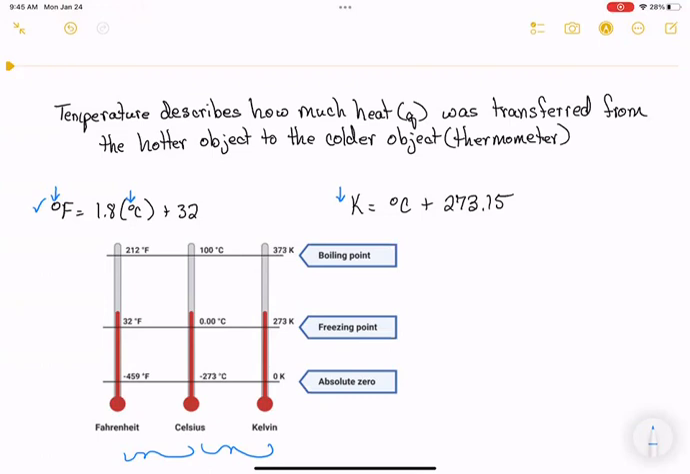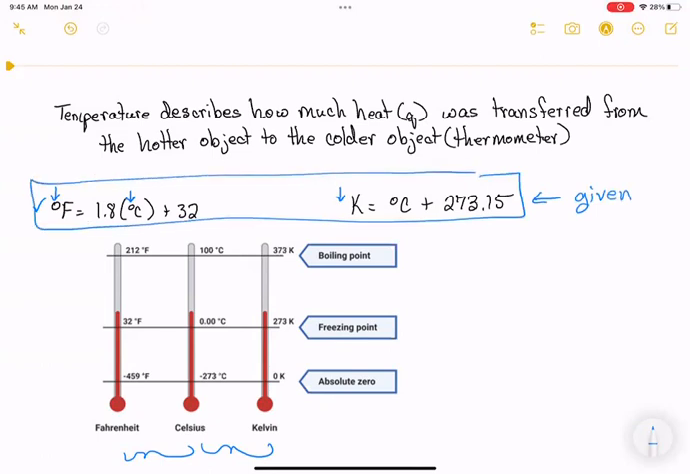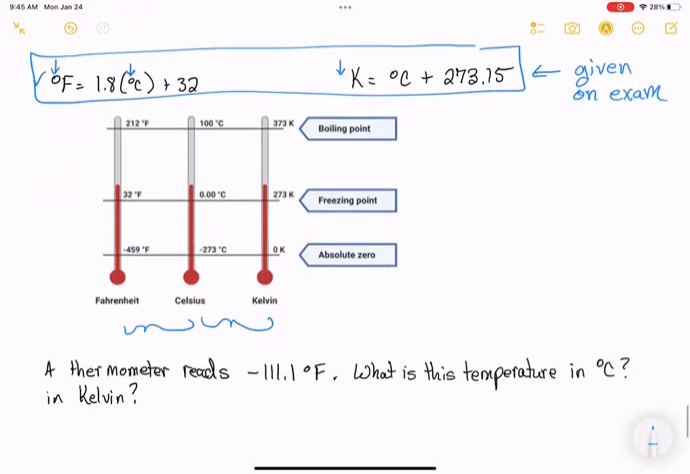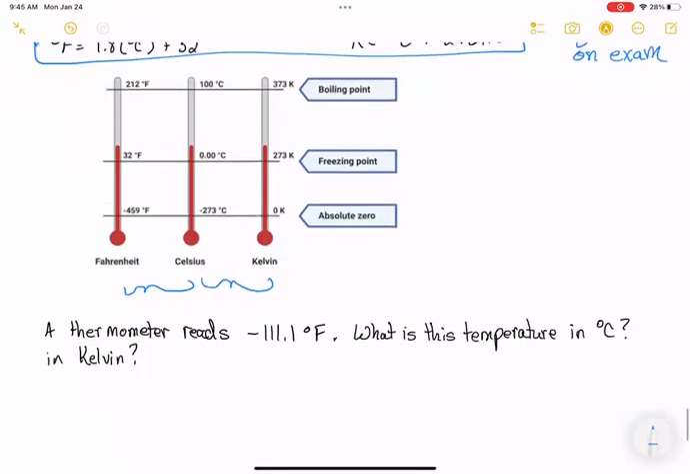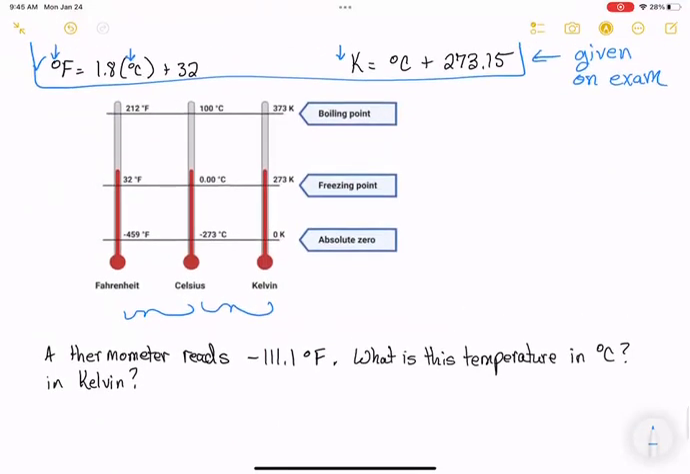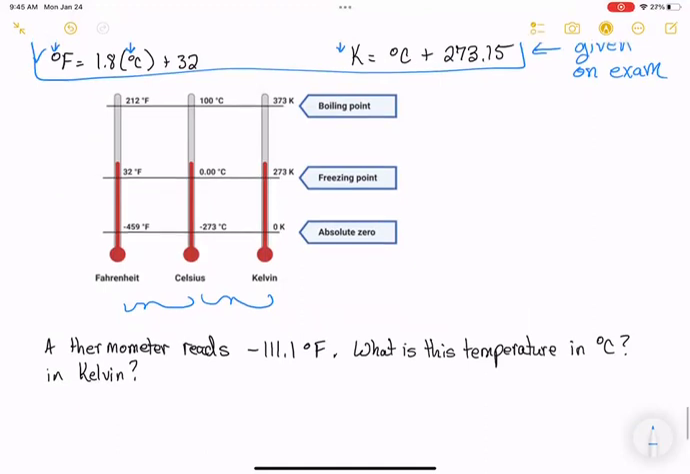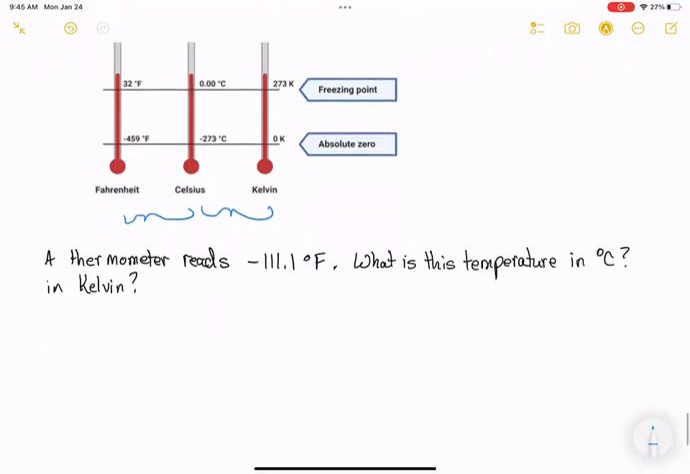Now, on a test, I will give you these two equations. And you need to be prepared to use them. So let's look at an example in our last 5 minutes. The thermometer reads negative 111.1 degrees Fahrenheit. What is the temperature in degrees Celsius and in Kelvin?